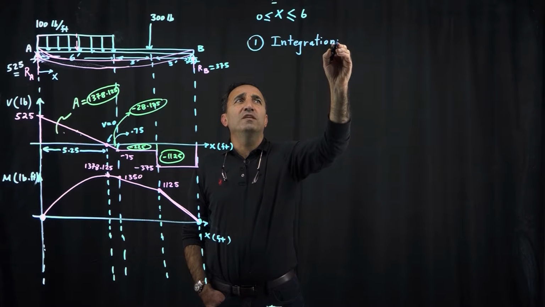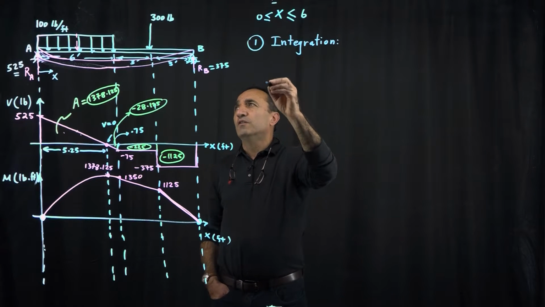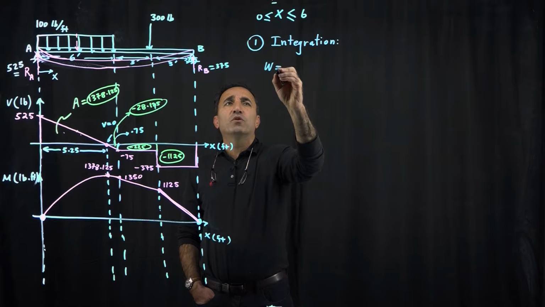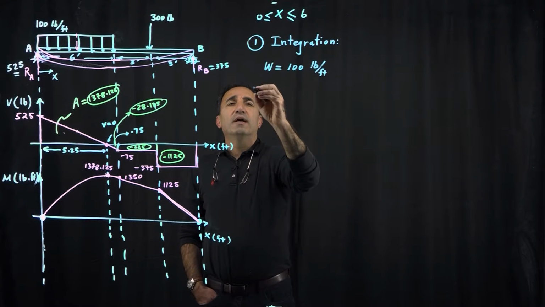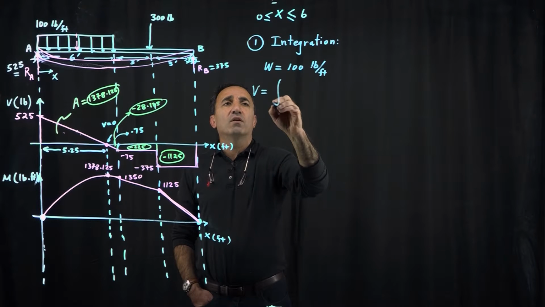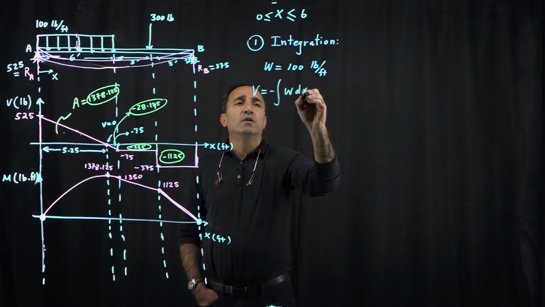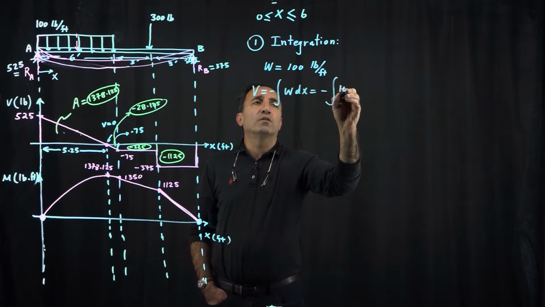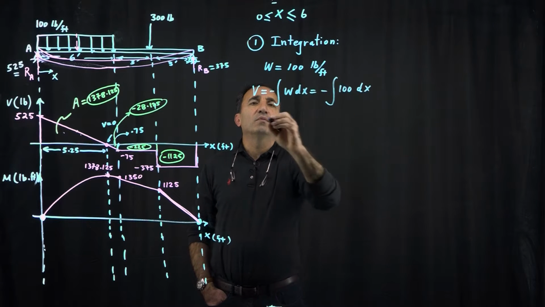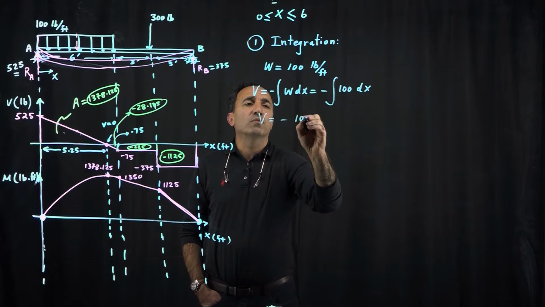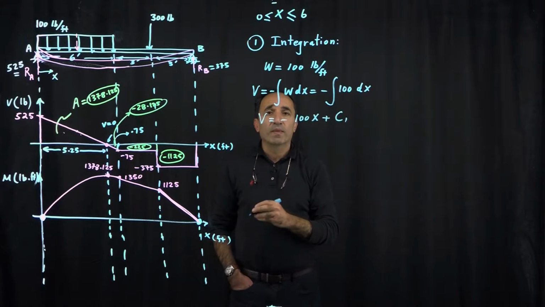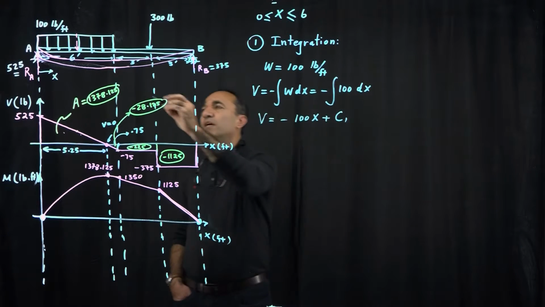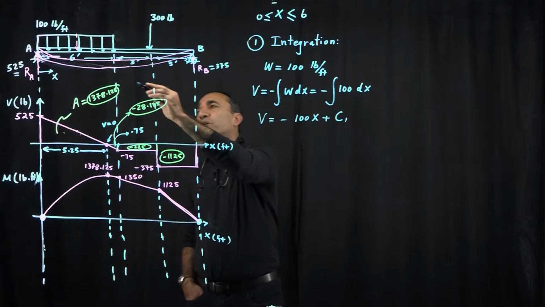So integration is an easy method where you just say, okay, my distributed load here is 100 pounds per foot, which is a constant, right? And we know that V is the negative of the integral of W. So if we go ahead and put the 100 here instead of W and integrate this, that becomes minus 100x plus a constant of integration, which I call C1.